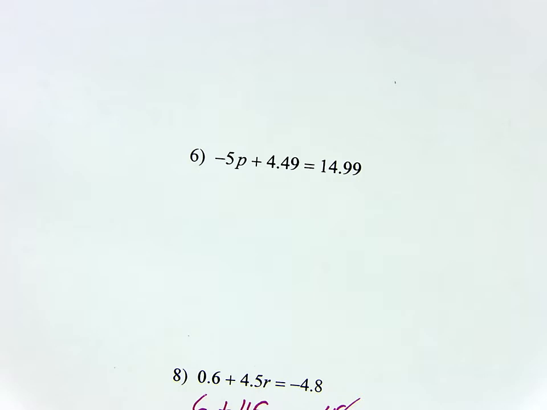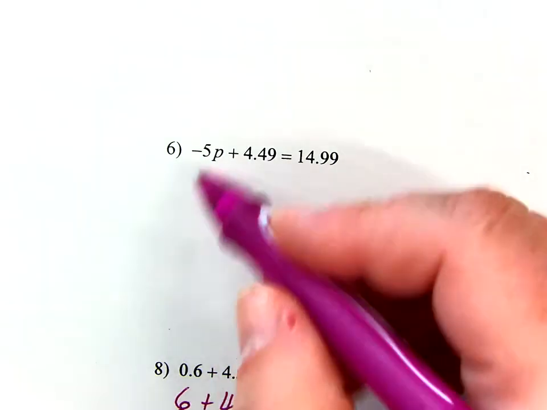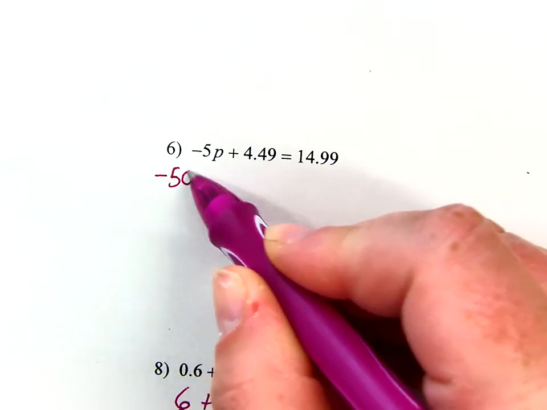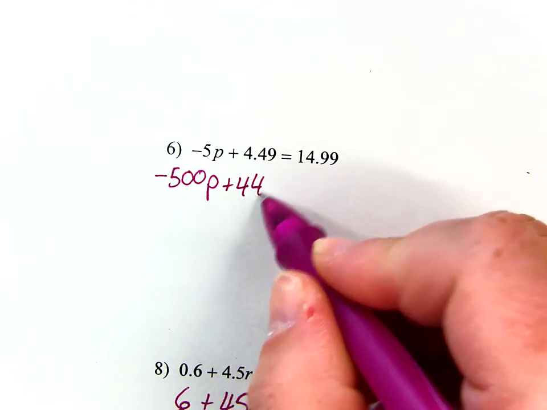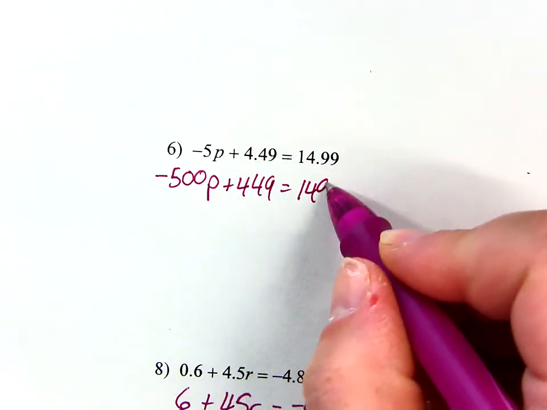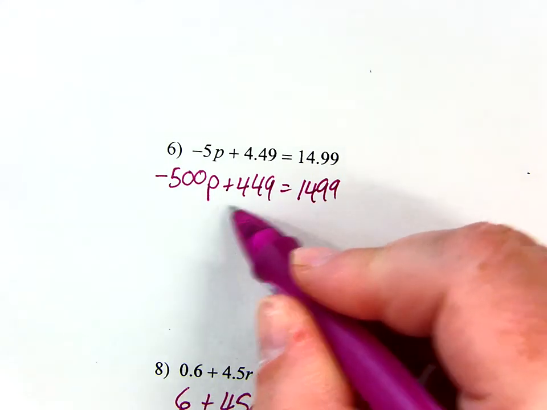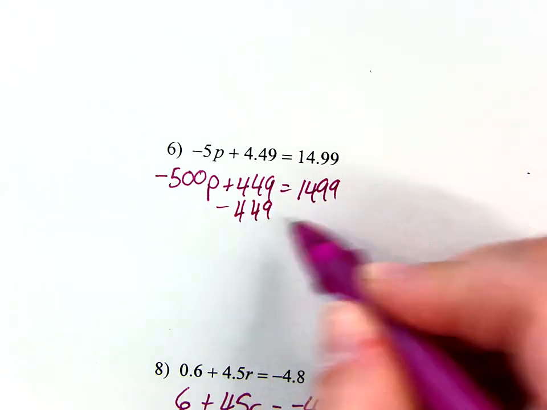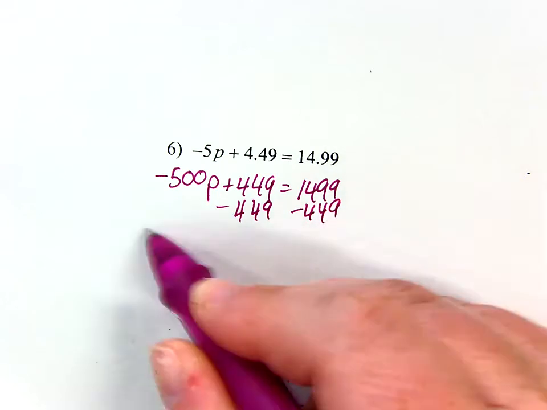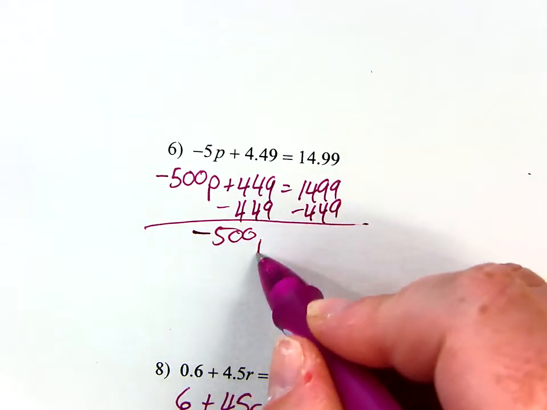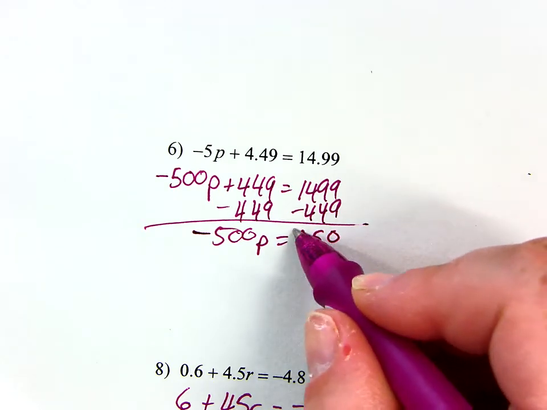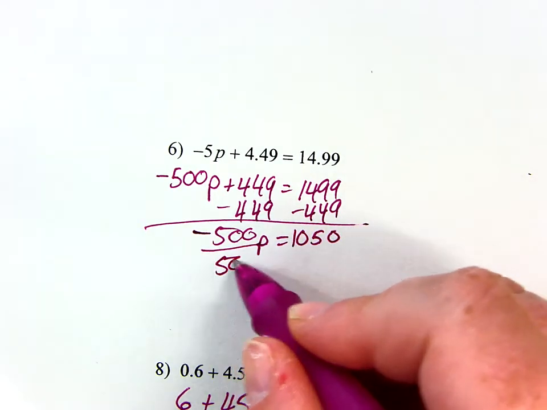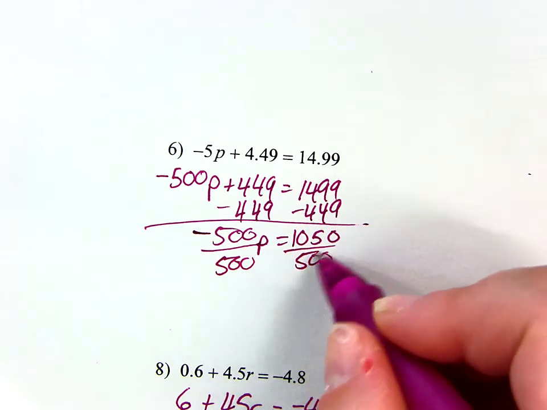How many decimals do you need to move this one? 2, which means that my very first number is now what? Negative 500p, right? Plus 449 equals 1499. And then we're going to minus the 449. So what's that? 0.501. Divide by 500, divide by 500, negative 500, sorry.